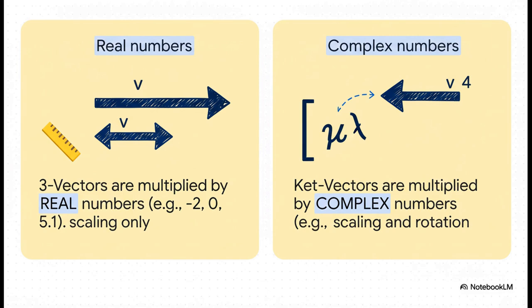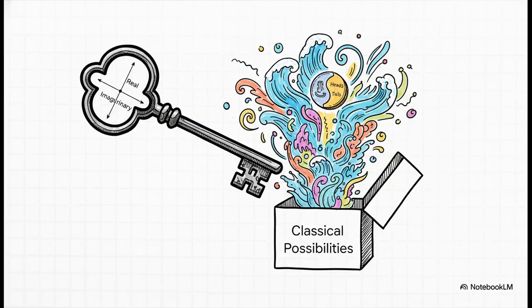But kets, our quantum states, you can multiply them by complex numbers. Now the key thing to know is that a complex number doesn't just stretch or shrink a vector, it can also rotate it. This ability to rotate states in an abstract space, that's the magic key. And that's the core of it all. That one difference, the fact that we're allowed to use complex numbers, that is everything.